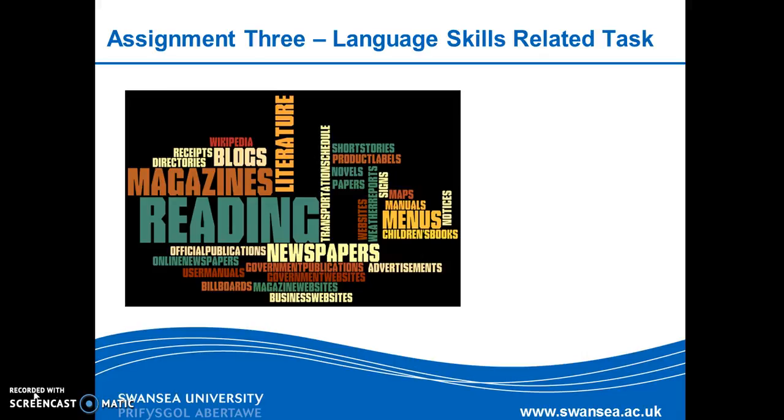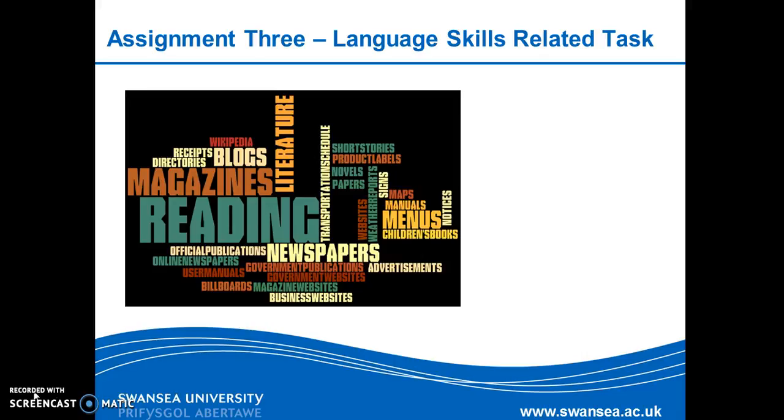So, to recap, you begin by selecting materials for a particular group of students. You explain why you've chosen those materials, and then you devise 3 tasks in total, 2 receptive, 2 reading or 2 listening, and 1 productive, a speaking or a writing task, providing a rationale for the development of the task, and also a rationale for its use in the classroom.